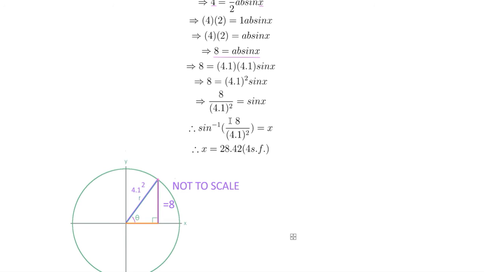Now, is there another situation in which you could get that same relationship where this is around 8 and this is around 22? Is that the case? Well, the answer is yes.